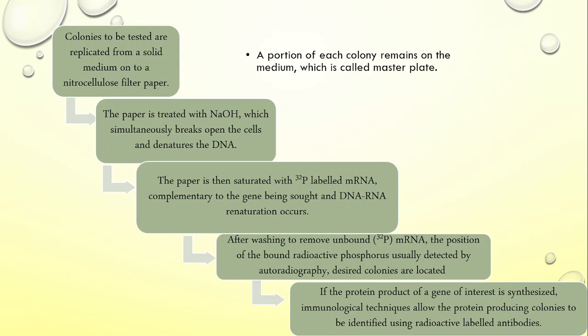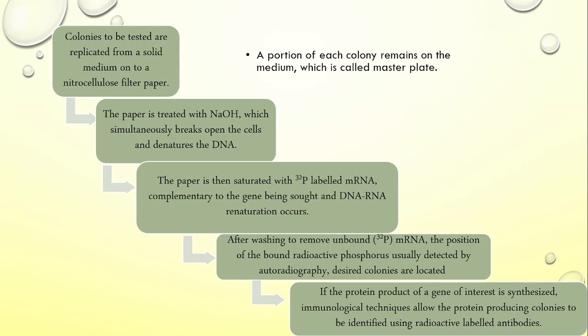The paper is then saturated with P32 labeled mRNA, that is a probe, which is complementary to the gene being sought. Now, if there is complementarity between the desired DNA and the probe RNA, what happens? They will form a hybrid. After washing, remove the unbound mRNA, the probe. The position of the bound radioactive phosphorus is detected by autoradiography.